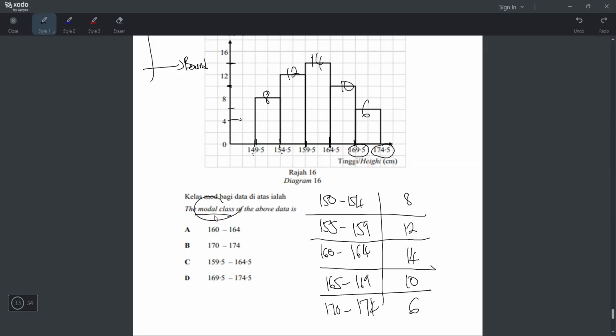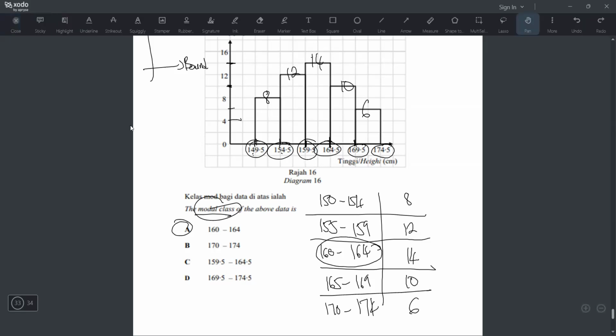Okay, now we can determine the modal class. The modal class is the class with the highest frequency. Which frequency is the highest? 14. So that means the modal class is 160 to 164. So A is the answer. B cannot be, because it is not the highest frequency. C and D are not even classes. This is wrong. This is not how to write a class. We cannot just take these values, they are the lower boundary and upper boundary. You cannot just put them in like this. That is wrong. So this is how I would do it.